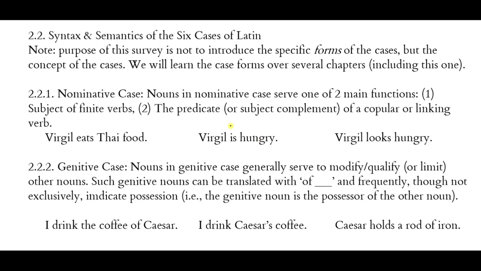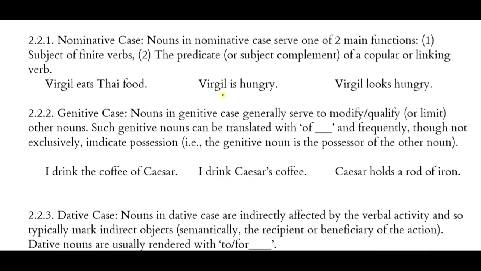Now, we want to talk about the syntax and the semantics of the 6 cases of Latin. Remember, English has 3. Latin has 6. The purpose of our survey here in 2.2 is not to introduce the specific forms of the cases, but to introduce the concept of the cases. What meaning is associated with case use? And we'll learn the forms over several chapters, including the one we're in now. So let's start with nominative case.